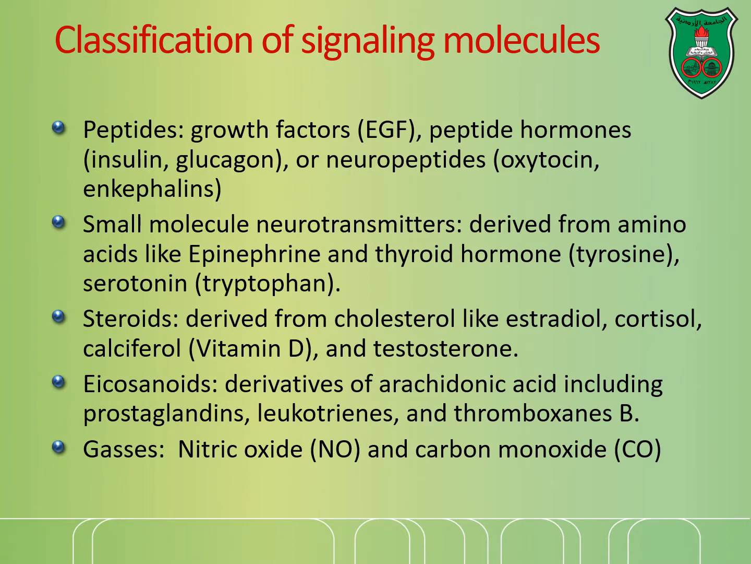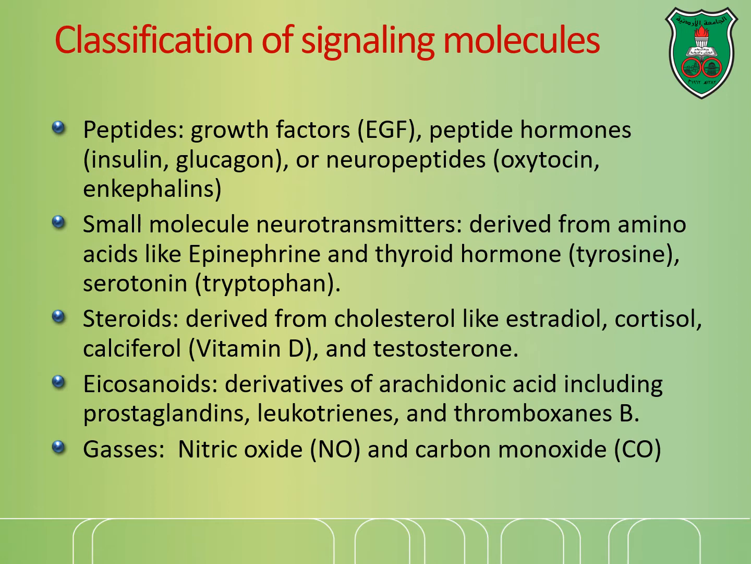So signaling molecules can be divided into different types. We have peptide and protein signaling molecules. That would include growth factors like epidermal growth factor. So we're talking about large proteins. We're talking about insulin as an example. Or they can be smaller peptides like oxytocin and enkephalins. We already talked about some of these in the biochemistry course.